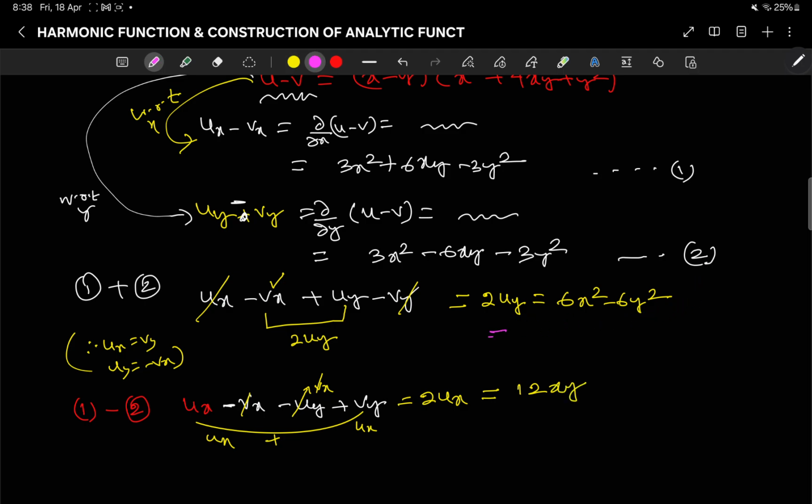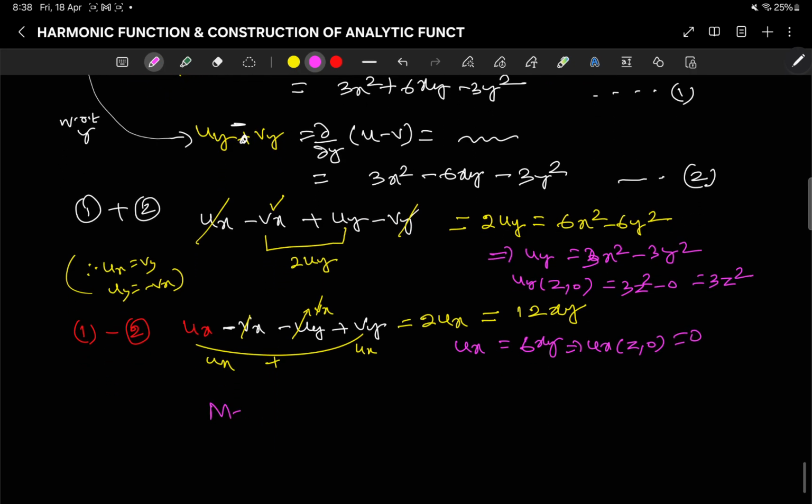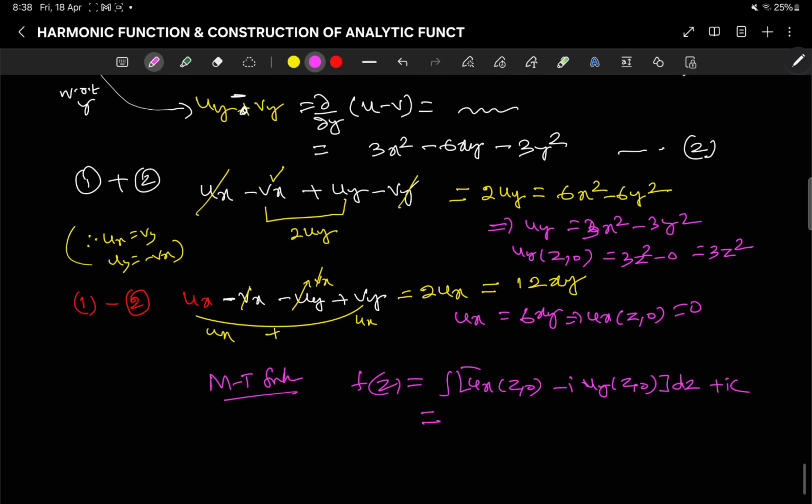So what is your uy? uy is equal to 3x square minus 3y square. Now uy(z,0) is 3z square minus 0, which is 3z square. So similarly here ux is equal to 6xy. So ux(z,0) is equal to 0. Okay, now we apply the Milne-Thomson formula. f(z) is equal to integral ux(z,0) minus i uy(z,0) dz plus ic. So integrating we are getting minus i z cube plus c.